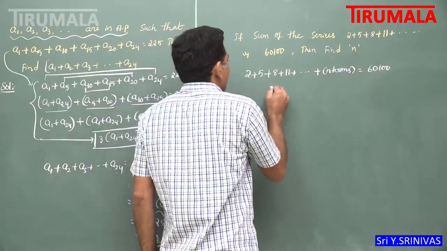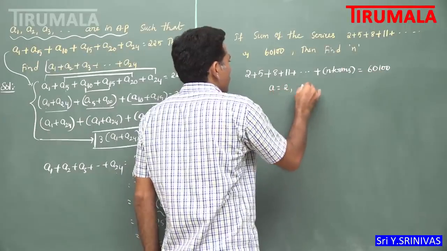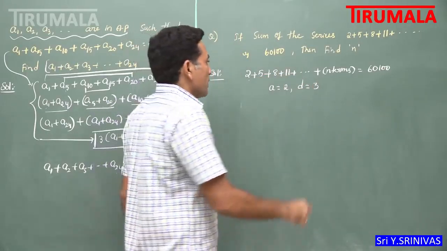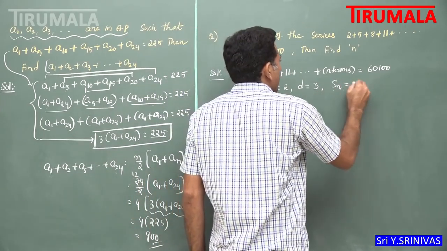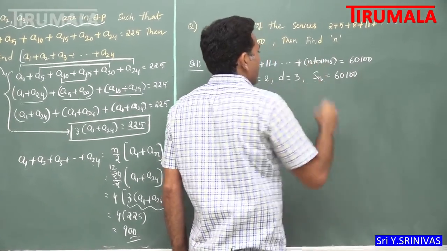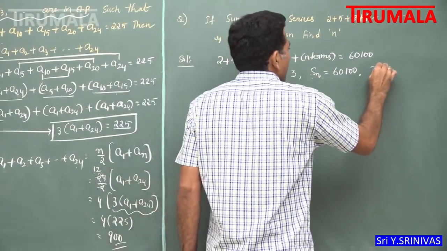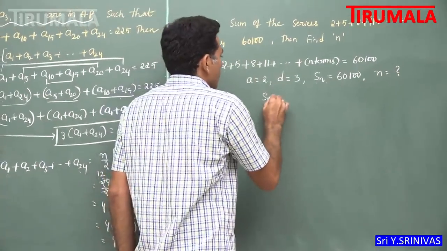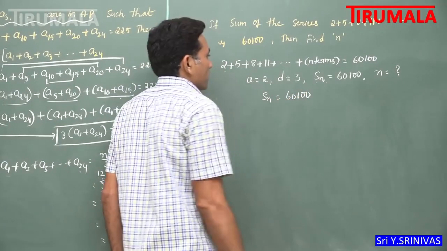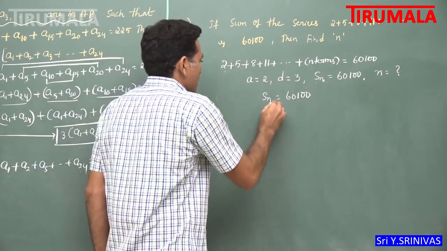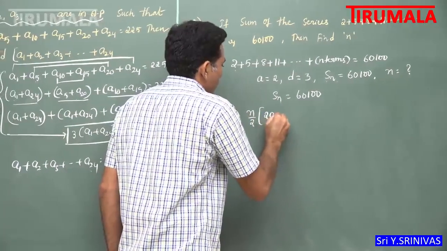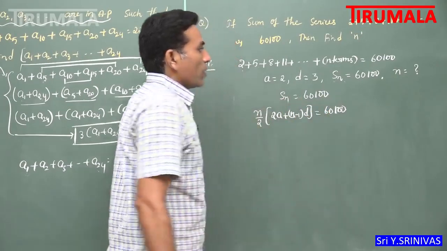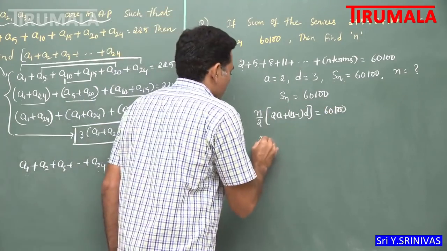Now, what is the first term of the series here? A equals 2. What is the common difference? Common difference is 3, and Sn is given. What is the sum of n terms? 60,100 is given. What is required? Here n is required. What is the formula to find Sn? Sn is n by 2 into 2a plus n minus 1 into d, which is equal to 60,100. The required value is n.